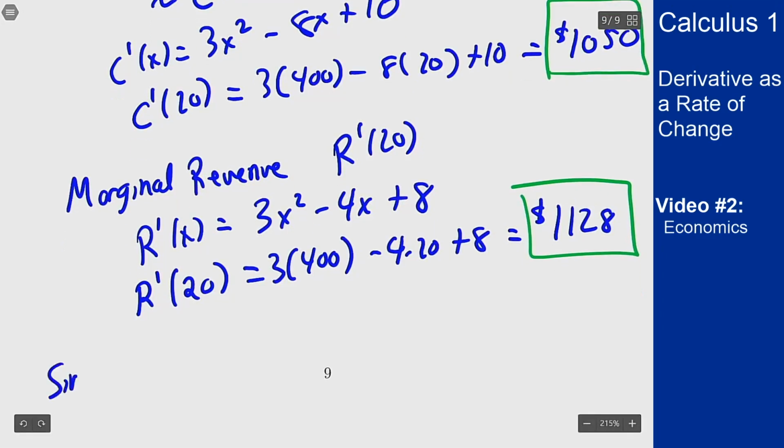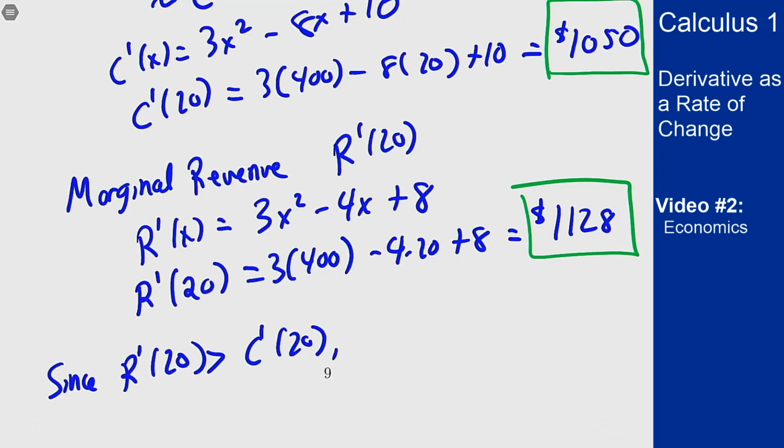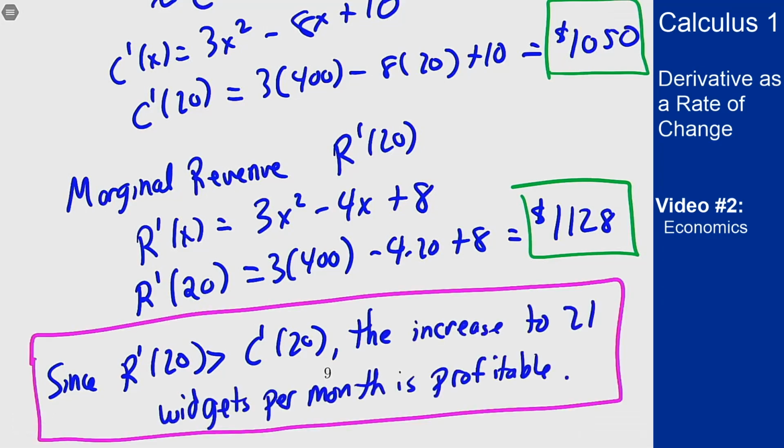So since r prime of 20 is bigger than c prime at 20, the increase to 21 widgets per month is profitable. That's the idea of how derivatives can be used to solve applied problems in economics. It was an example of one of those problems. You can see why the derivative can be so useful in figuring out what's going on here. You could do this problem by just plugging in 21 and 20 and subtracting them and see what happens there, but using the derivative gives you a simpler way to figure out whether or not there's going to be a profitable change or not without having to go through all those steps.